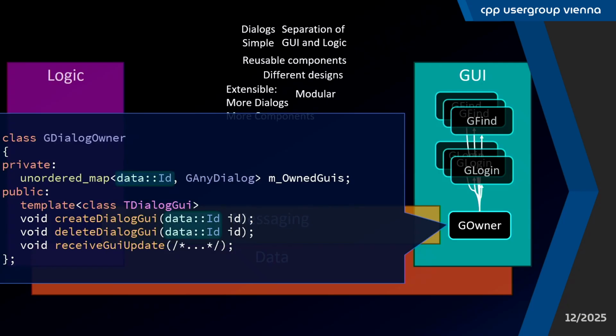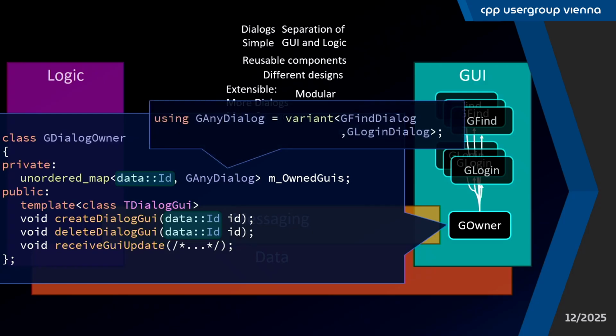So the interesting part is now I would have an unordered map. And what is my key? My key is an ID. So each dialog has a unique ID, very simple. But what's this here? Any dialog. It's simply a variant over all the dialog types that I support. And then we have the receive update function. So the owner receives the update and then dispatches it to the correct dialog.